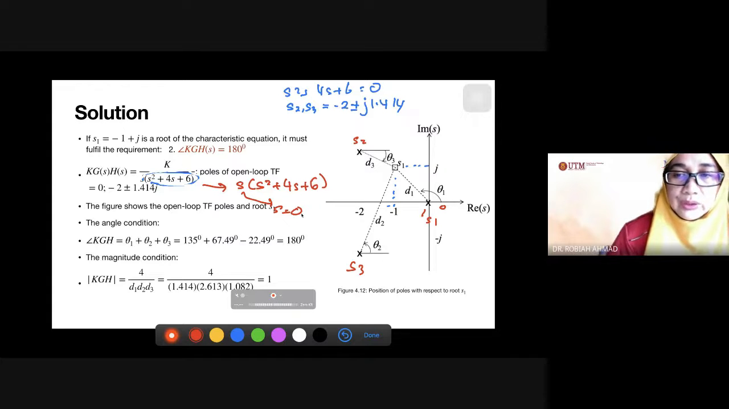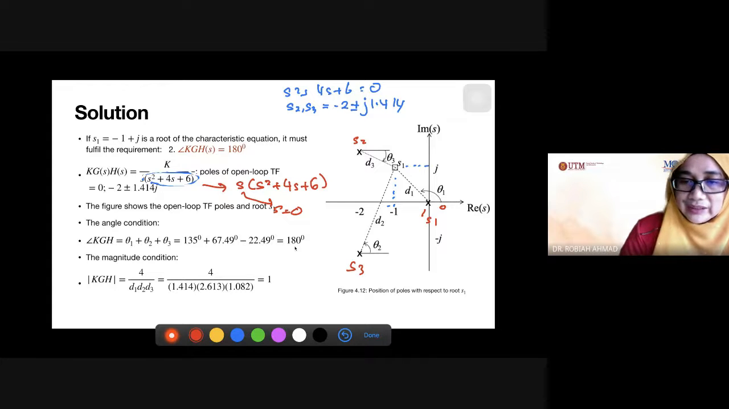If we want to check whether the roots meet criteria number 2, which is that the summation of angle must be 180 degrees, we find the angles: angle 2 and angle 3. If we use a compass, or we can calculate actually, when we know the locations, we can calculate theta 1, theta 2 and theta 3, and it should be 180 degrees. This is the concept of angle and magnitude criteria. So the angle must be 180 degrees.